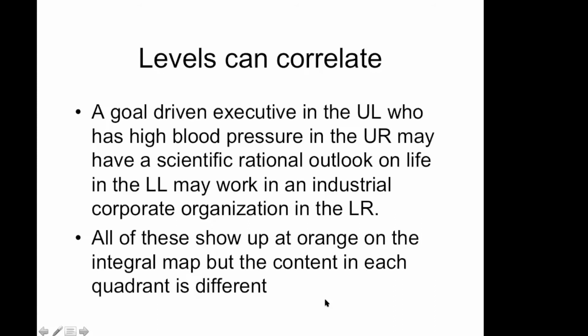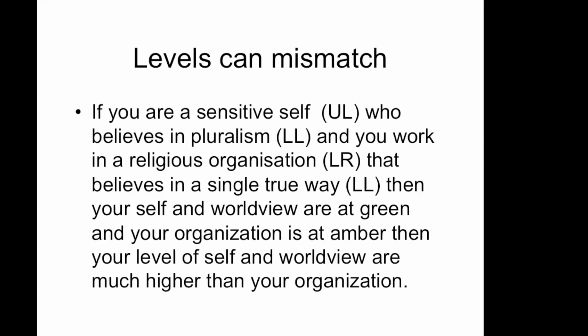So levels can correlate. An example would be a goal-driven executive in the upper left who has high blood pressure in the upper right, may have a scientific and rational outlook in the lower left, and may work in an industrial corporate organization in the lower right. All of these show up as orange on the integral map, but the content in each quadrant is different. And levels can mismatch. If you are a sensitive self in the upper left who believes in pluralism in the lower left, and you work in a religious organization in the lower right that believes in a single true way, then yourself and your worldview are at green and your organization is at amber. Your level of self and worldview are much higher than your organization, so they are mismatched with the organization you're working for.